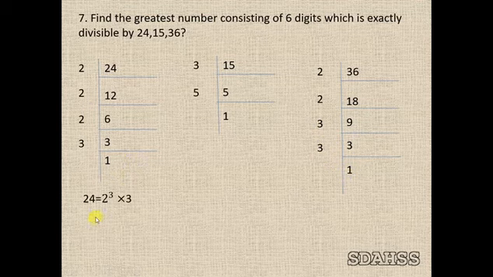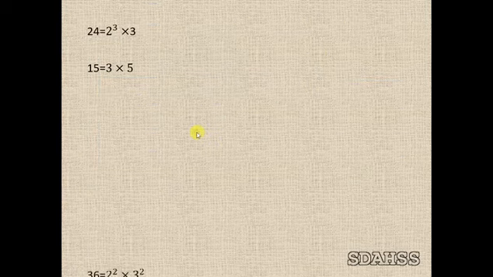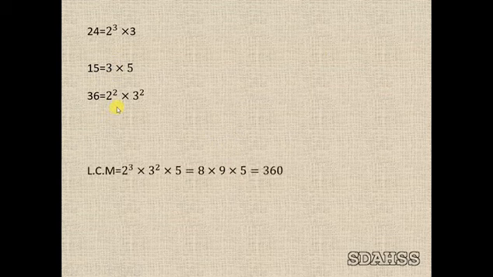So 24 can be written as 2 cube into 3. And 15 can be written as 3 into 5. 36 can be written as 2 square into 3 square. Now we want to find the LCM.